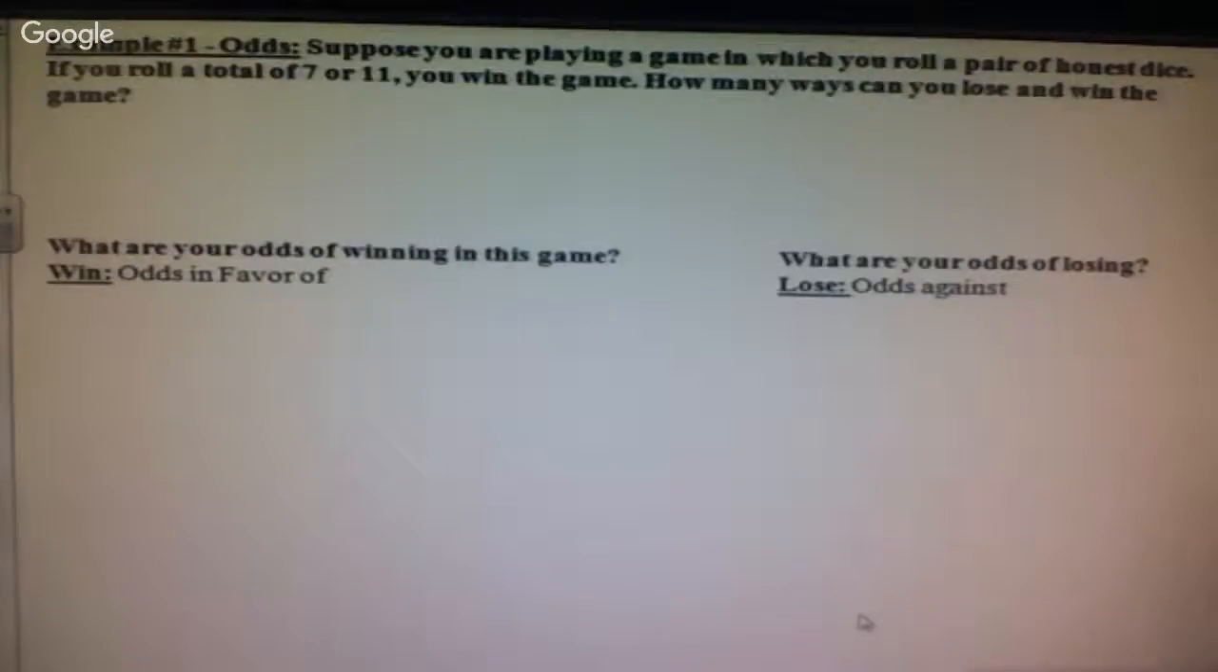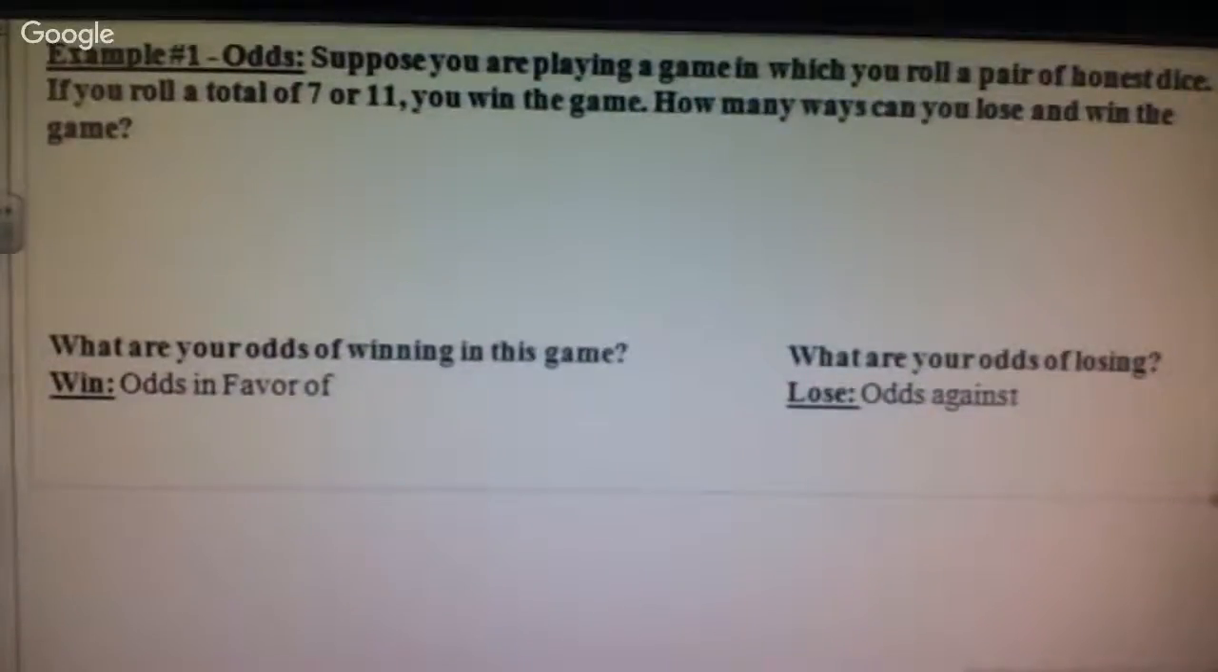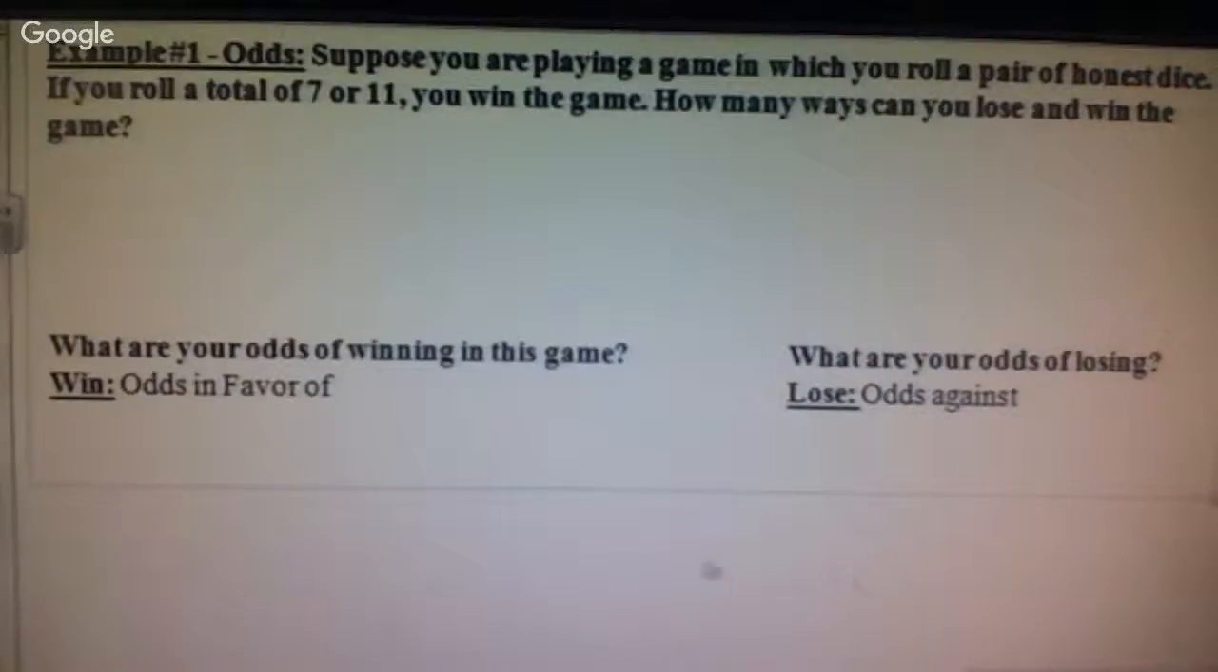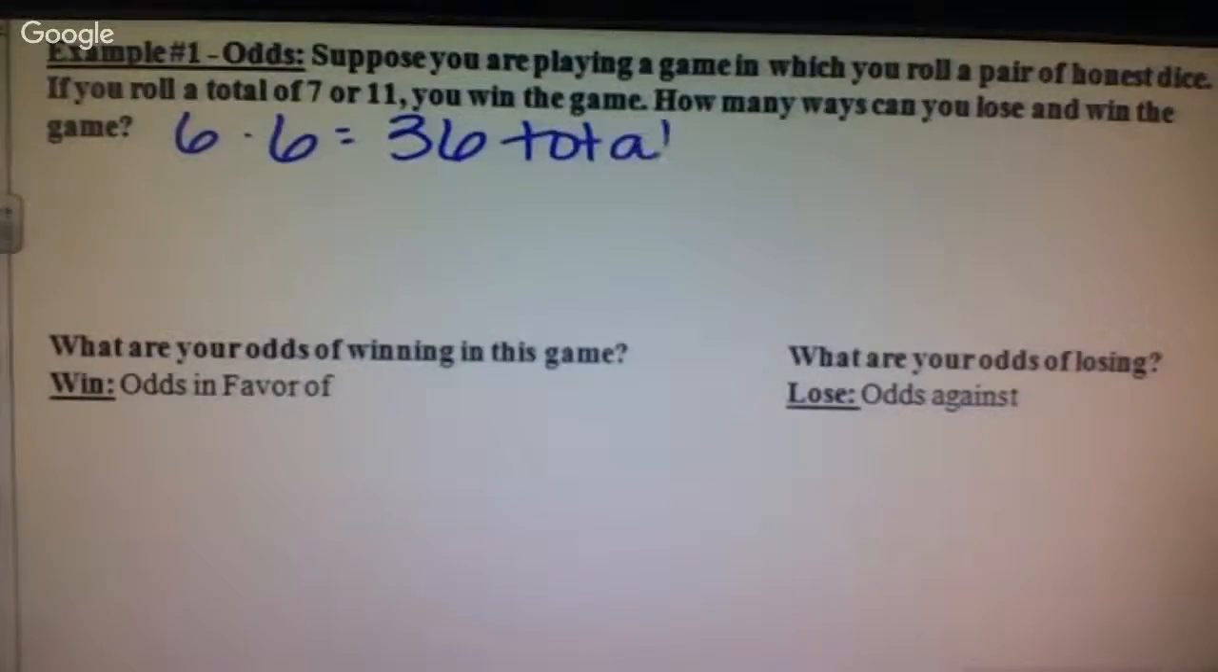Okay. So, example 1 says, suppose you're playing a game in which you roll a pair of honest dice. If you roll a total of 7 or 11, you win. How many ways can you lose and win a game? So if you're rolling a pair of die, that means you've got 6 options on one die and 6 options on another. So we have 36 total ways that I can roll 2 die.